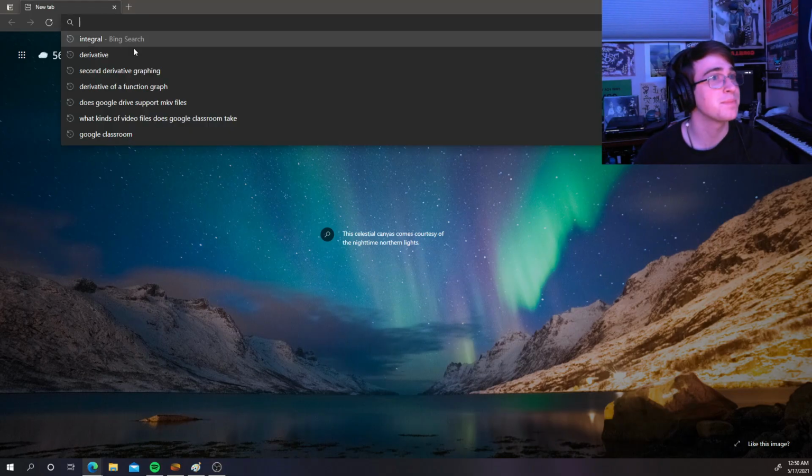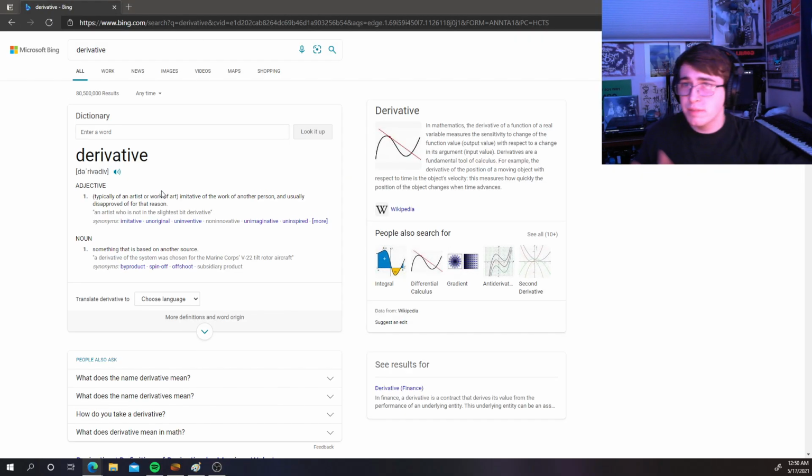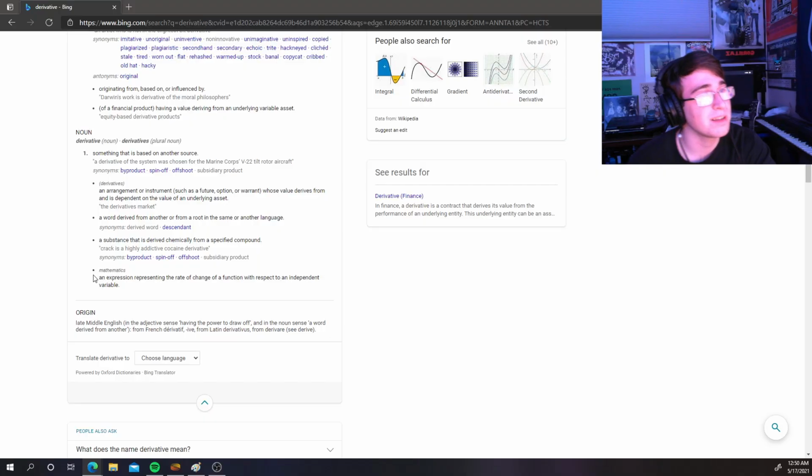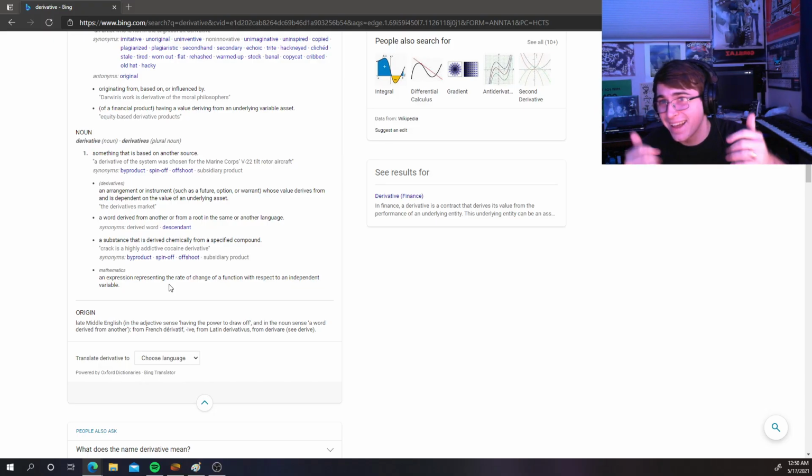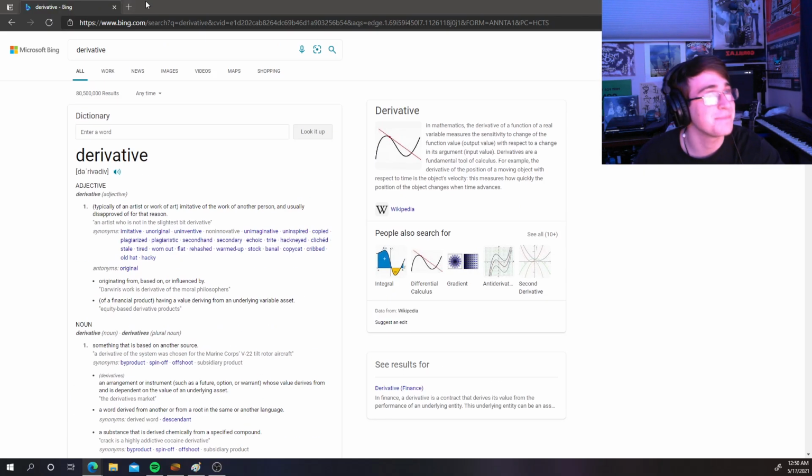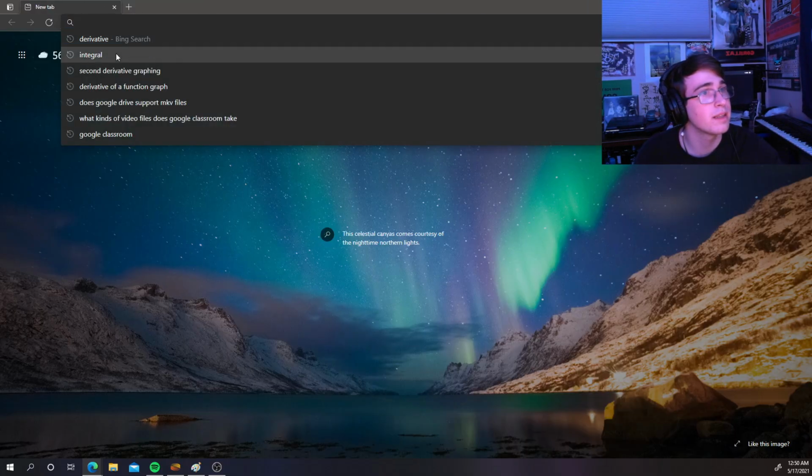Ooh, peaceful. Alright, let's define our terms that we need to be concerned with today. So we'll be working with mainly derivative, which is not to be confused with something that is imitative of the work of another person. Instead, we're going to go into more definitions and word origin down here and find out that the mathematics definition is that it is an expression representing the rate of change of a function with respect to an independent variable, which you should know is also just slope.